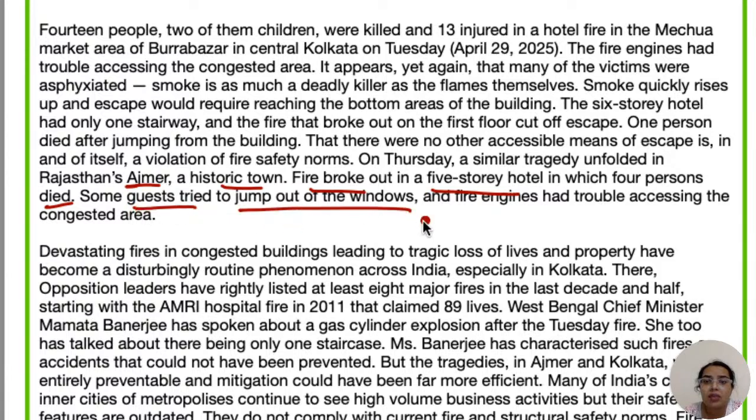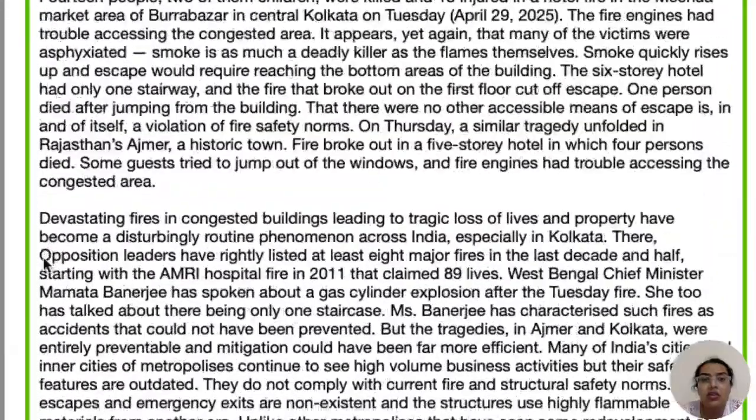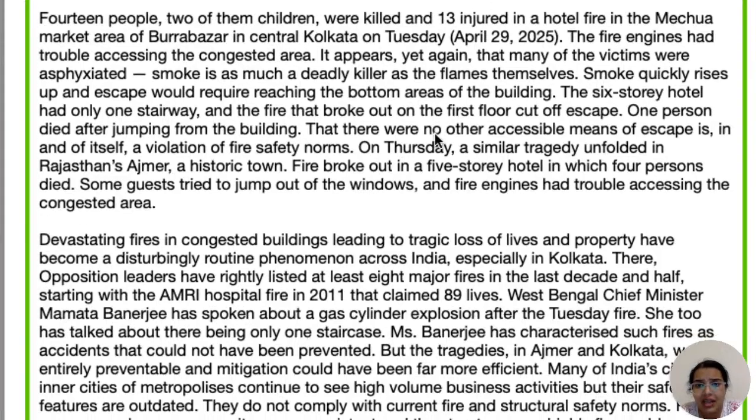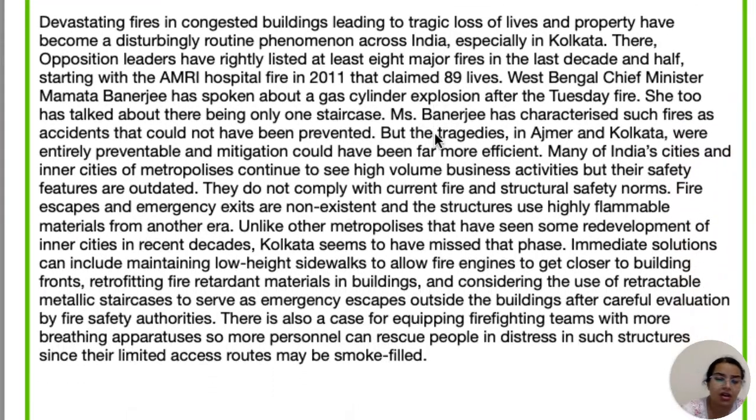Some guests tried to jump out of the windows, and fire engines had trouble accessing the congested area because fire trucks, fire engines cannot just go anywhere and everywhere. India being India, congested area की आग बुझाने के लिए कैसे जाए? So this first para is a brief on what happened at 2 places. One is the latest and one is the similar thing we have seen earlier.